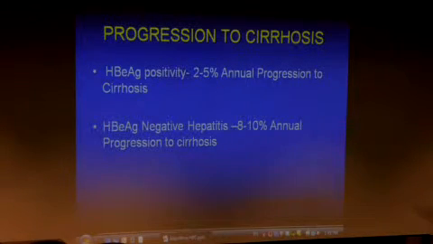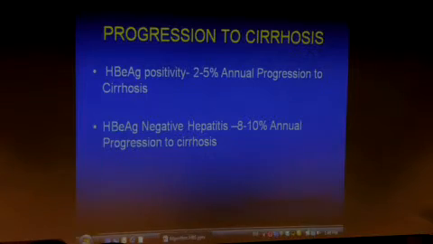Again, we monitor cirrhosis patients because the E antigen positive patients tend to progress with cirrhosis 2 to 5%, and E antigen negative hepatitis 8 to 10%.